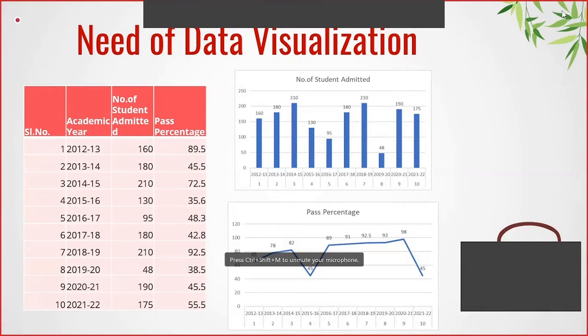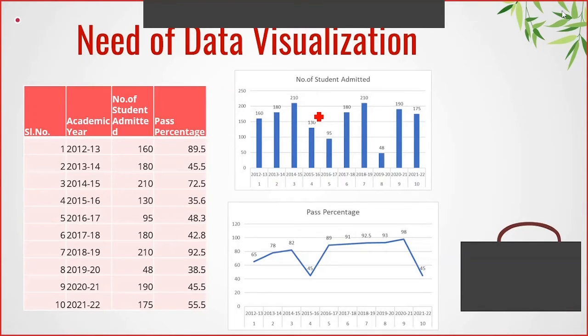So what is the need? Here you can observe this is the textual information, as I already told. By viewing this textual information, we can find something, for example, in which academic year the number of students admitted was high. Then we can compare all those values.